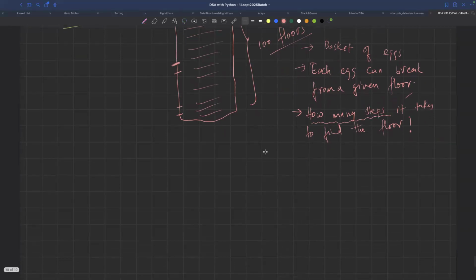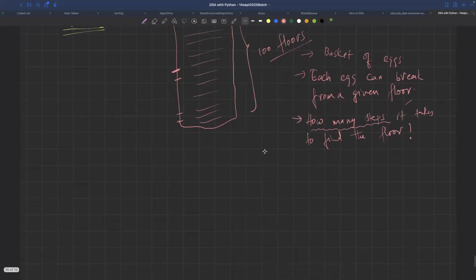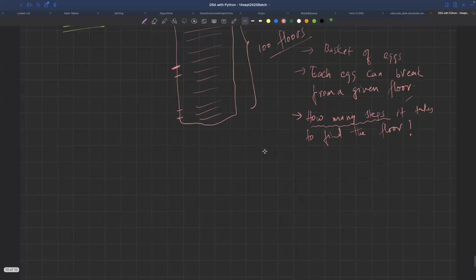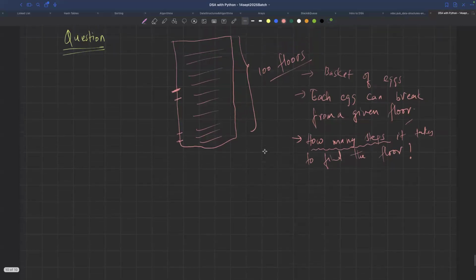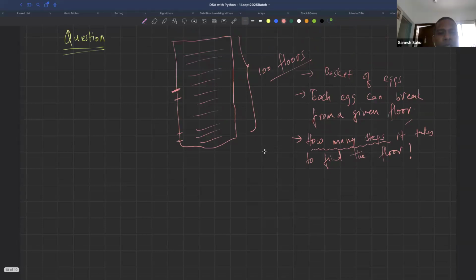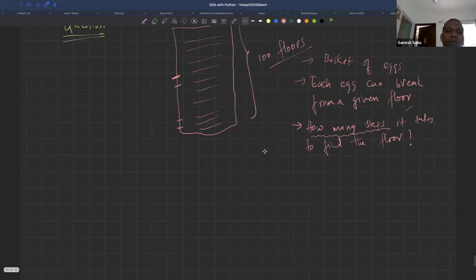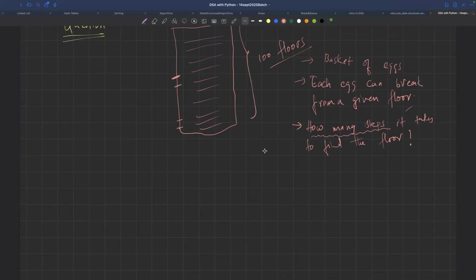Saif is saying n by 2 steps. No, it will not be n by 2 steps. 3 to 4 steps. n minus 1 by 2. How n minus 1 by 2? First we will divide the half of them, and then again divide the remaining half of them. If it breaks, in that case we come down. If it doesn't break, in that case we go up. The logic is correct, but how will it lead to n minus 1 by 2?